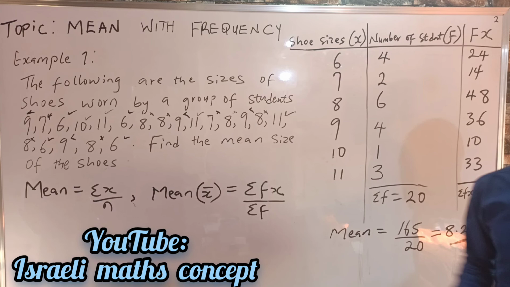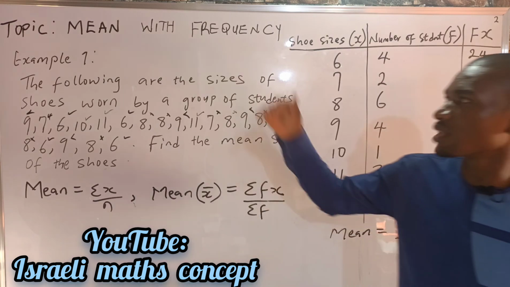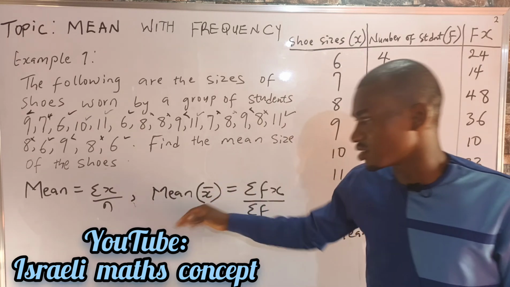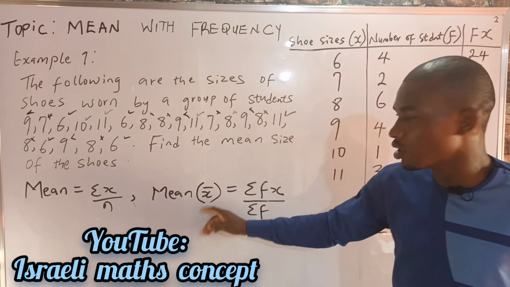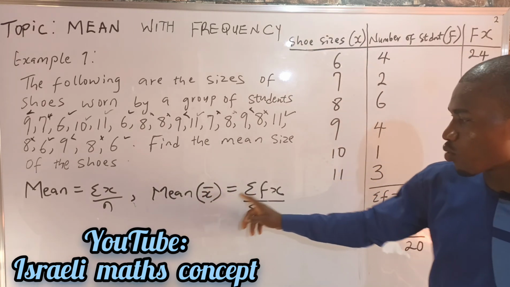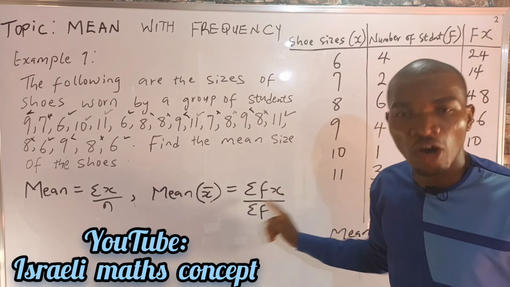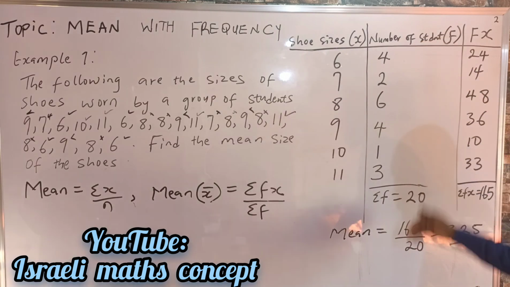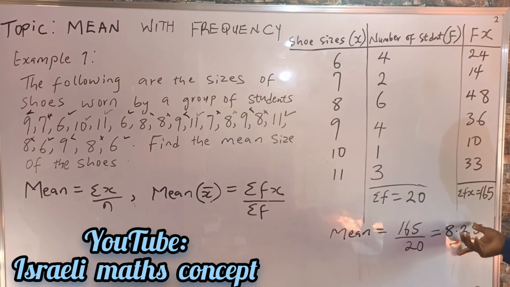Remember that whenever you are given a question that pertains to mean with frequency, the formula you should use is this formula, which states that mean, or x bar, is equal to summation of f of x all over summation of f. Then compute your values in your table and then drop your answer for the mean. And that is all about it.